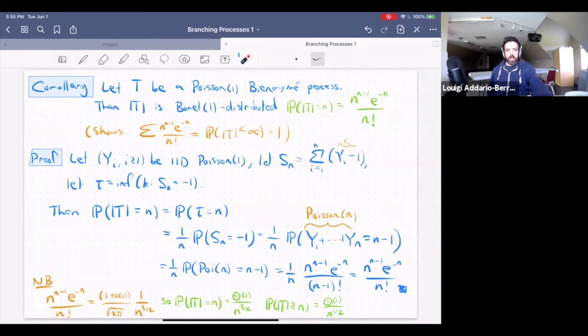This proves that the probabilities sum to 1, Lior says. Yes, I wrote that up here.